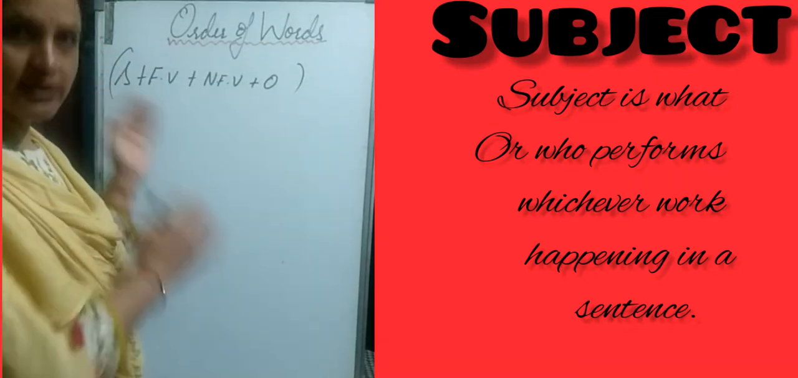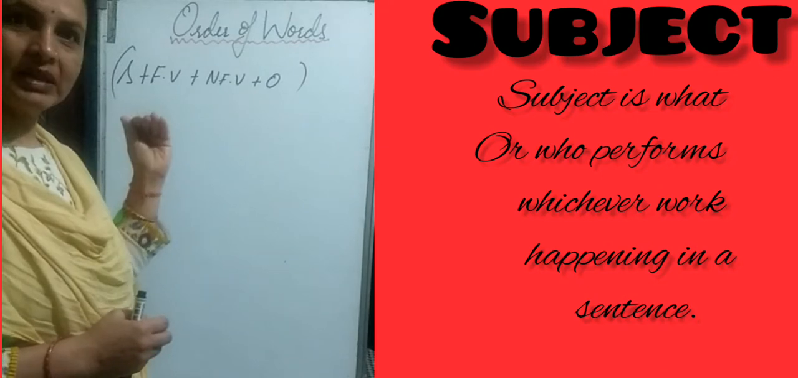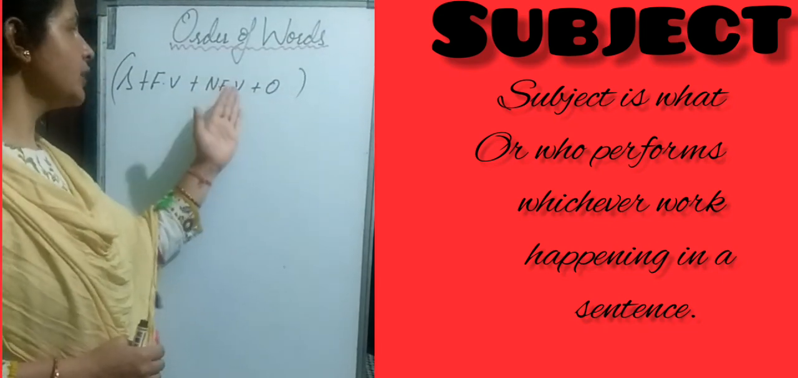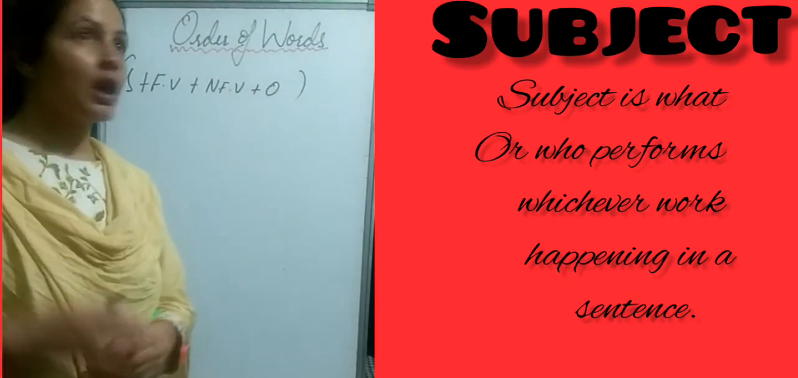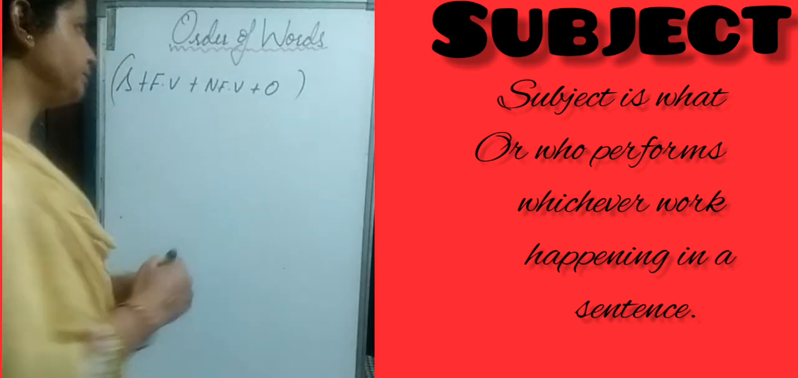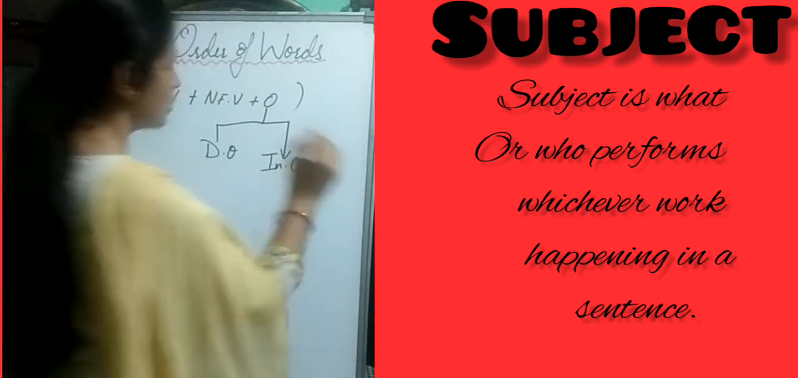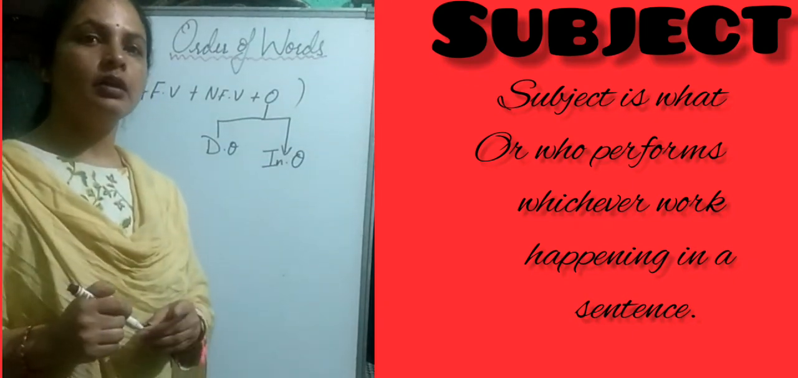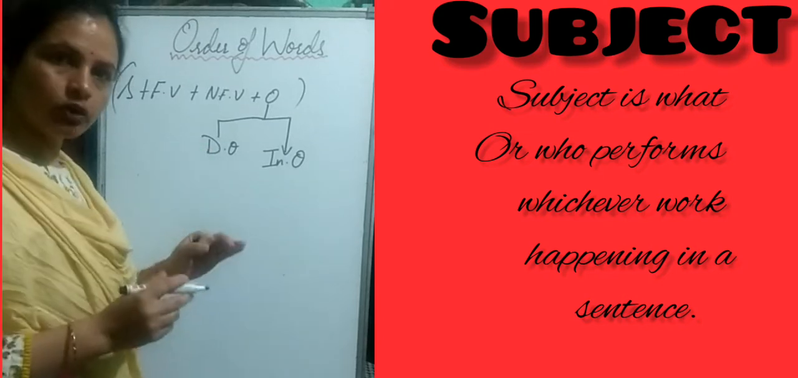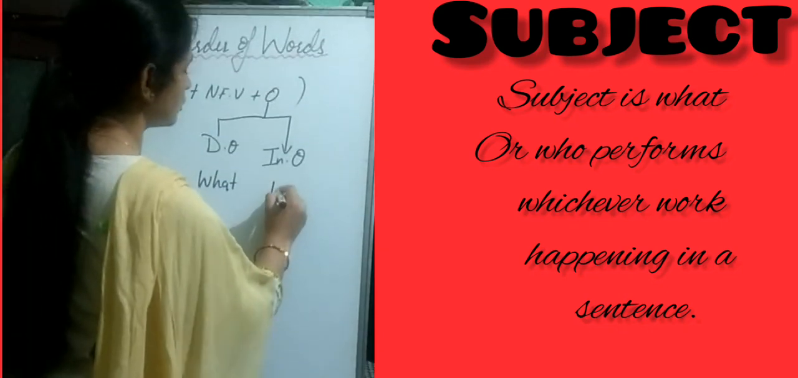Now, after subject we will discuss object. We are going to leave finite and non-finite verb because these two fall under verbs, and we will discuss them later. So, object comes after the verb. Again, object is divided into two parts, direct object and indirect object. To identify direct object and indirect object, we place a question. For direct object we place the question what, and for indirect object we place the question who.